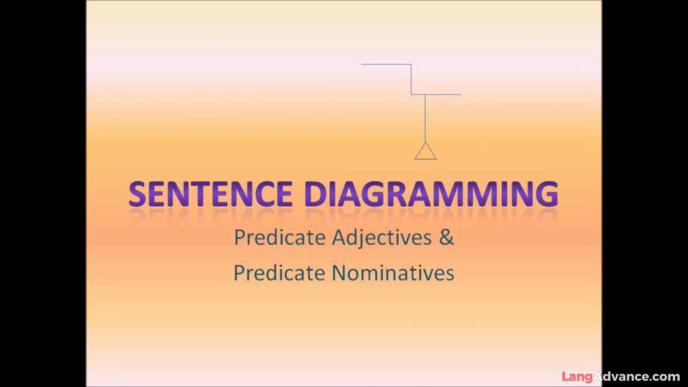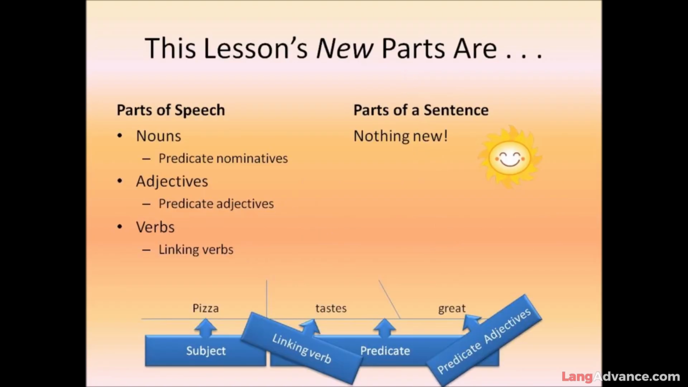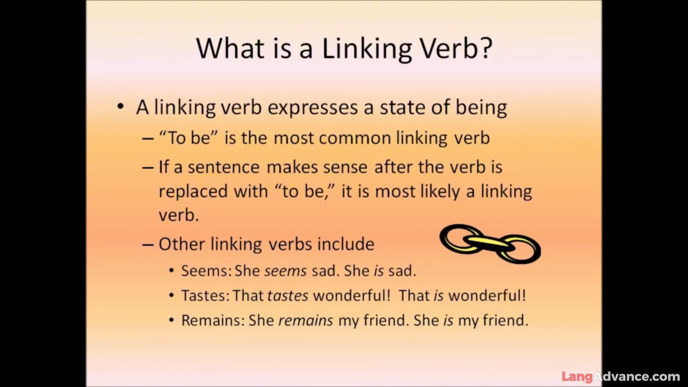Welcome to your sentence diagramming lesson for predicate adjectives and predicate nominatives. This lesson's new parts are parts that seem similar, parts you have seen before, but parts that now appear in new places in new ways. We're going to cover predicate nominatives, predicate adjectives, and linking verbs. None of the parts of a sentence are new. We'll just be using the parts of speech in new ways. A linking verb is a verb that expresses a state of being, and to be is the most common of the linking verbs.